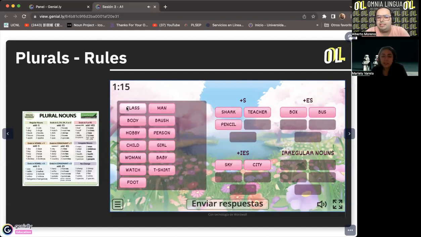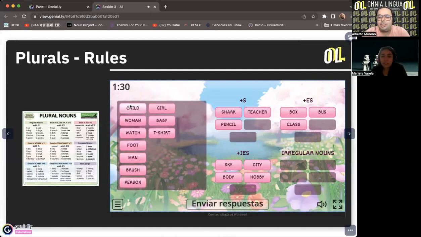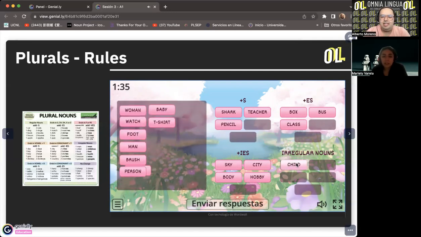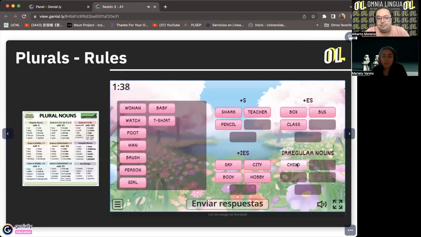Then this word, glasses. This one, bodies. Very good. Then we have this, hobbies. Child, irregular, the plural is children. Woman, irregular, and the plural is women. Very good.